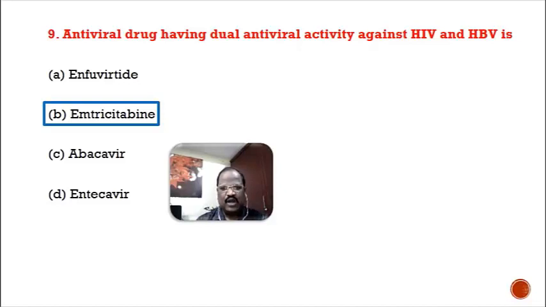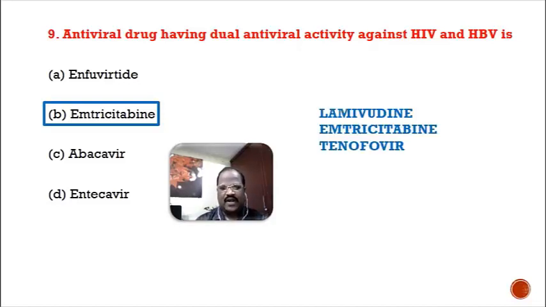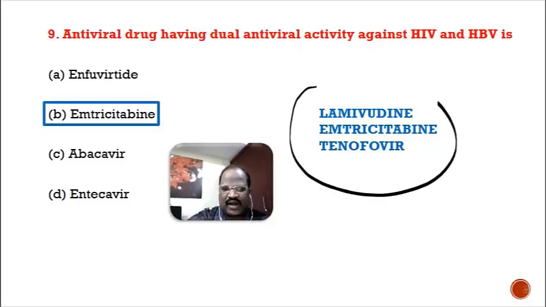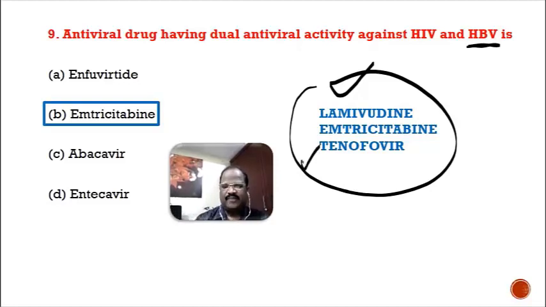What you should know: what are all the antiretrovirals useful for hepatitis B virus infection? Think of number 1, lamivudine, number 2, emtricitabine, number 3, tenofovir. These are all antiretroviral drugs, but also useful for hepatitis B virus. Today, tenofovir is the first line therapy for hepatitis B virus infection.